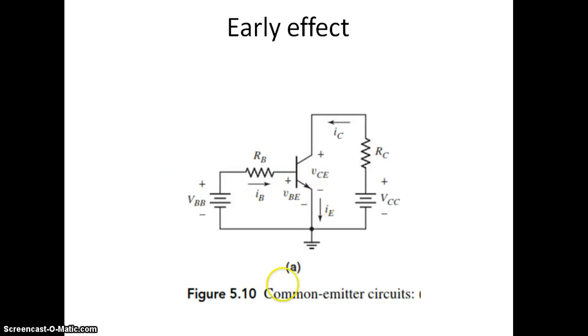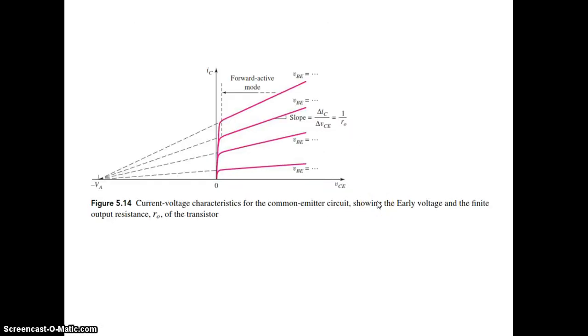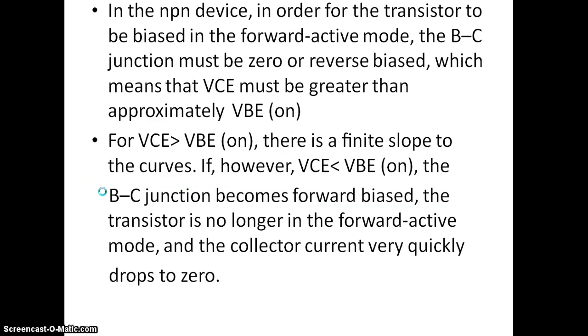So VCE can be controlled by this VCC that has been given here. Okay, so this plot shows the early effect, that is, at some point the collector current becomes 0. All these curves converge at this point VA where the collector current becomes 0. That is due to this early effect, and that has been explained here.